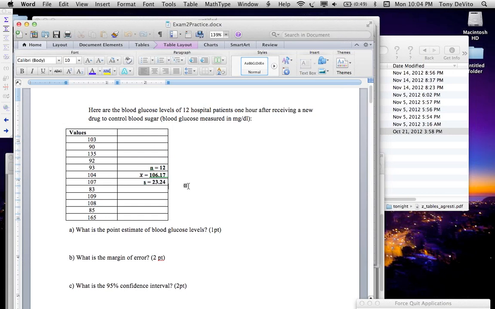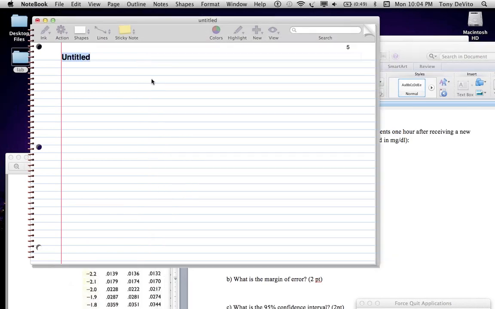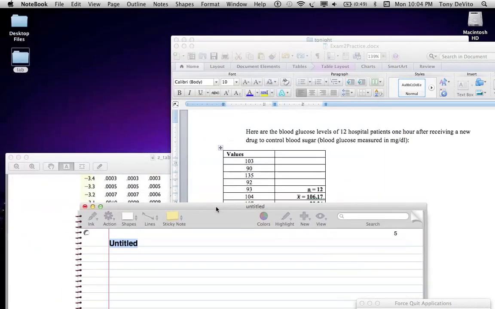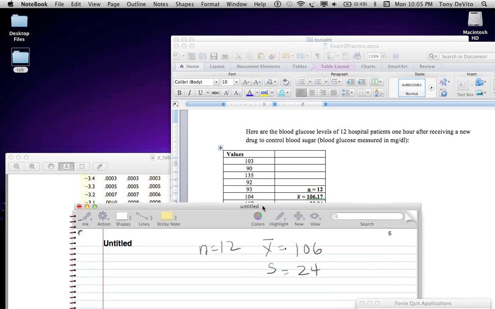Okay, so let's think about what that tells us now. That tells us that since we took a sample of size 12, okay, let me just copy this information here. Our sample size is 12. Our mean, X bar, is equal to 106. I'm going to round this off a little bit. In your case, if you're working on the exam, you're not going to round anything until the very end of your calculations. And I'm going to call my standard deviation 24, to make things a little simpler.